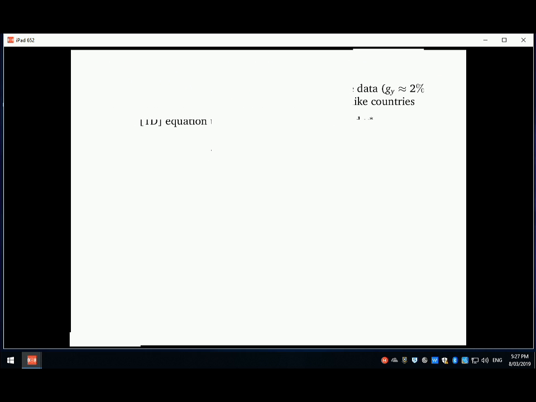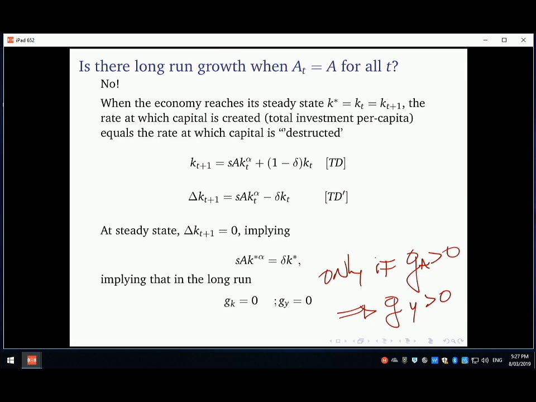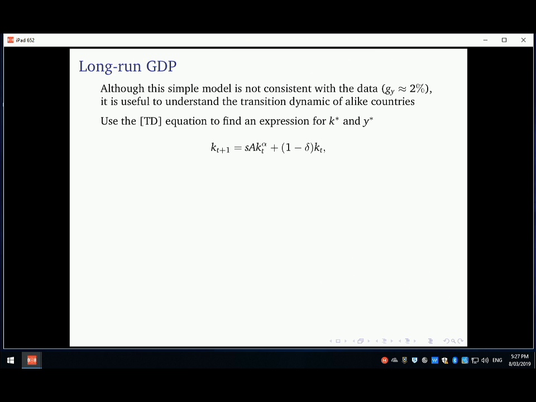So now we're going to understand the levels. Let's come back to our transitional dynamic equation, okay? And let's think about now the long run. Again, we're going to impose what we showed graphically, that this economy will converge at some point to some long-run equilibrium. So this is our equation, the equation that we have over here. And we know that the economy attains this long-run equilibrium.